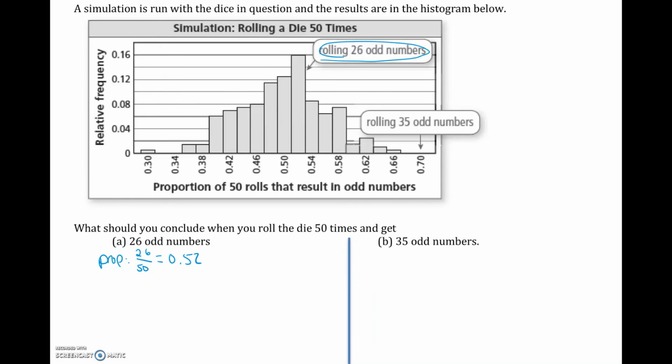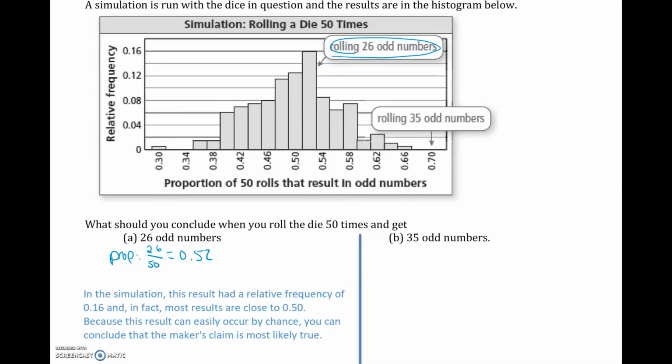You can see that it did have a pretty high relative frequency. It's in that same interval where we have 0.16, so that many of our trials ended up with about 52% odd numbers. So this could totally have happened by chance. When I see something close to that 50-50 happening pretty often, then I can say this is most likely going to be a true hypothesis. All right, so there's my quick conclusion.